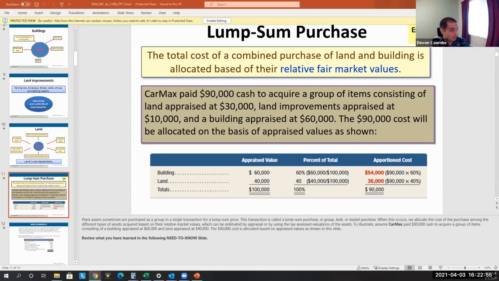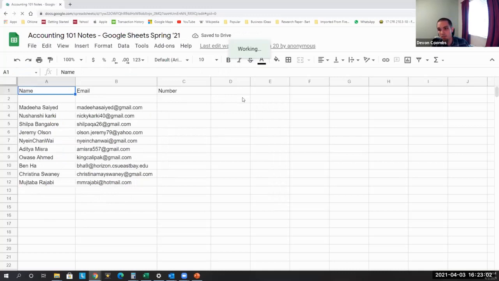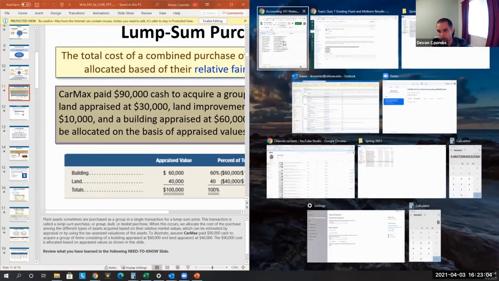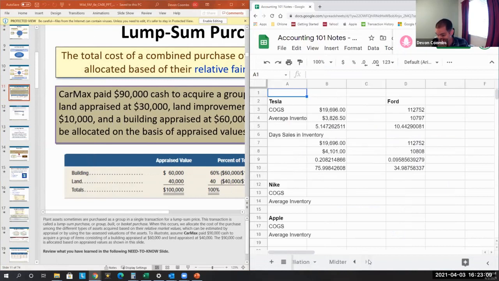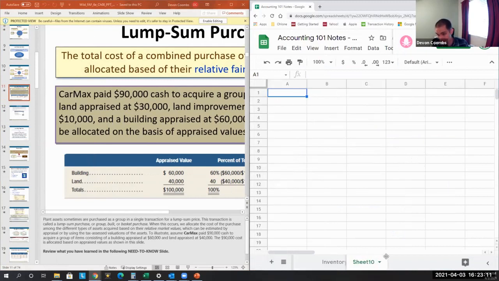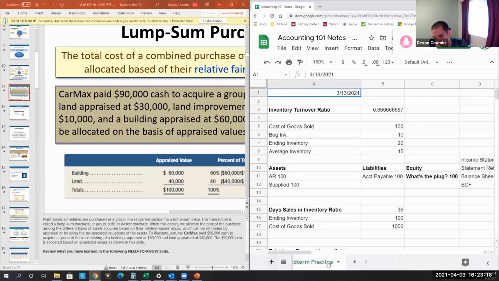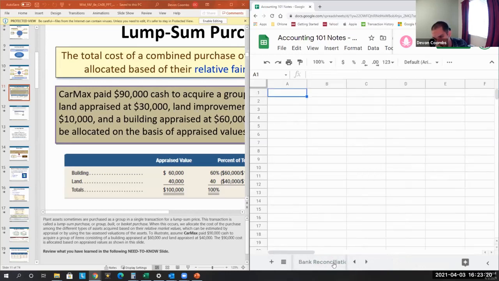Let's just do the accounting on the sheet. Where's the sheet? Accounting 101 notes. I'll put it up here. We'll add this here, sheet 10. This will be our depreciation practice, so you can see how the math works out. Okay, I'll put it here.